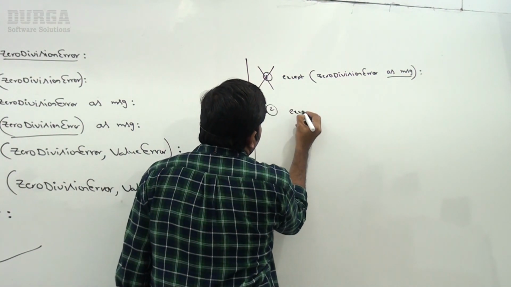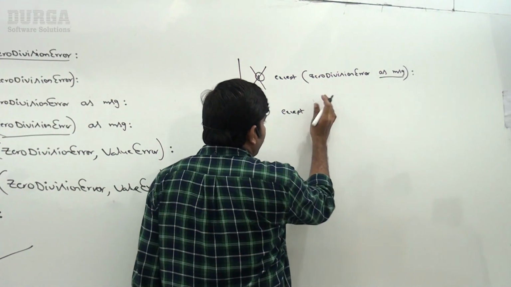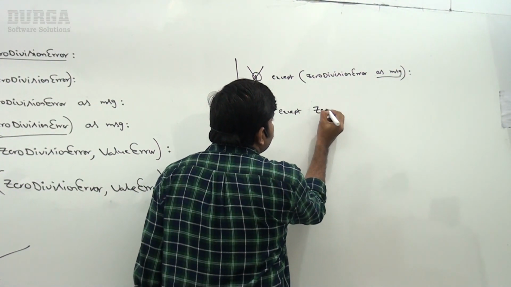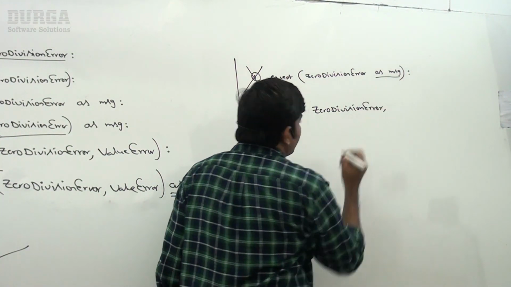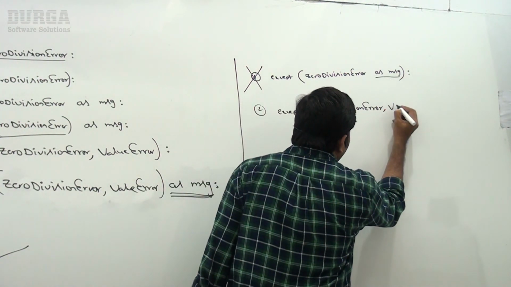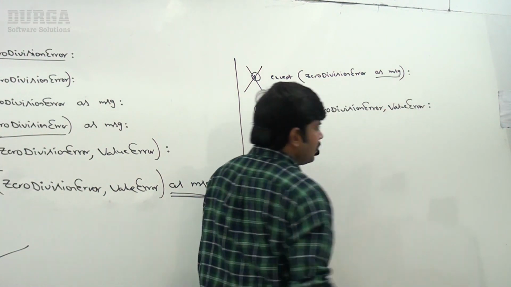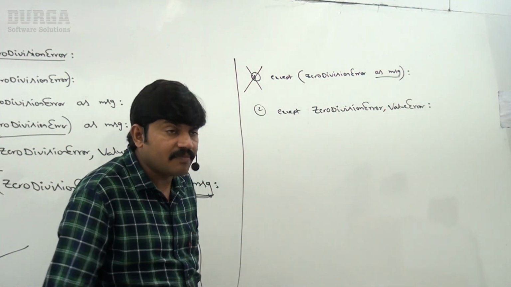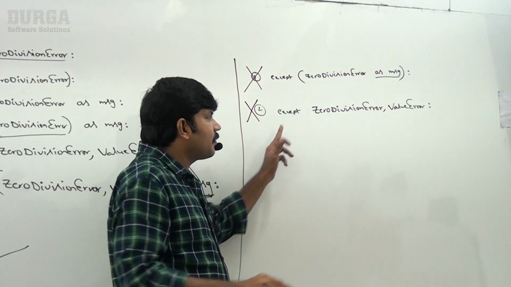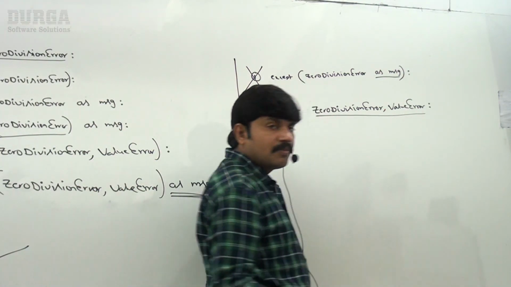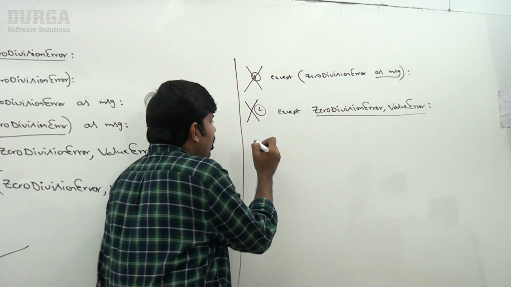Now I'm taking except. Sir, here my requirement is except ZeroDivisionError, comma, ValueError, like this. Can you please confirm? Is it valid or invalid? Invalid. What is the reason? If you want to write an except block that can handle multiple exceptions, parentheses are mandatory. That's why it is invalid, right?